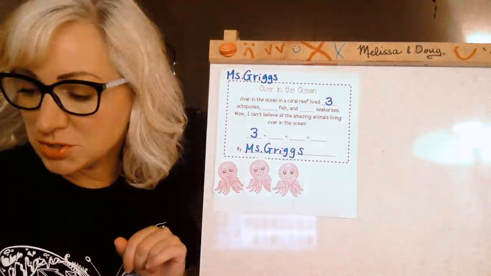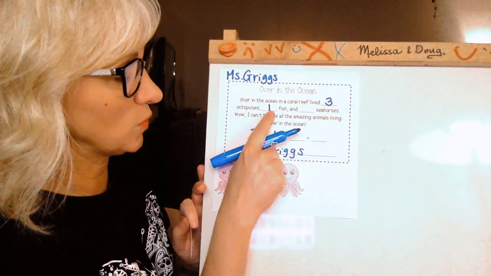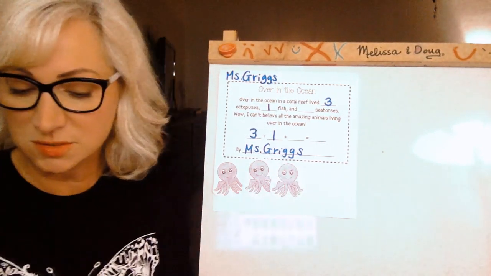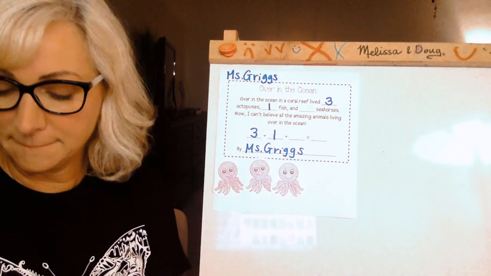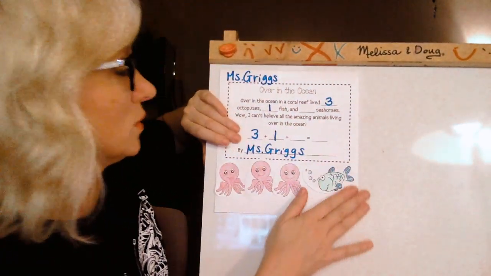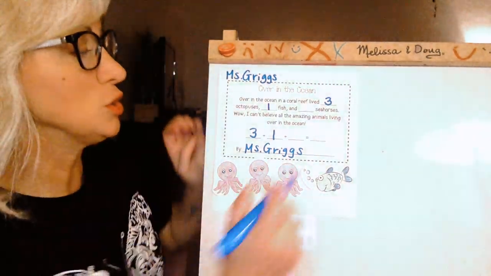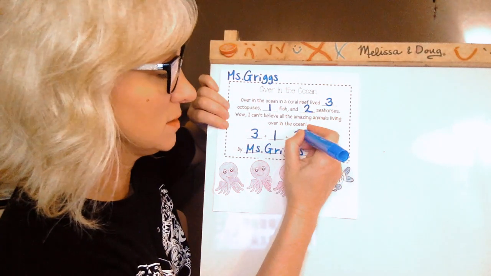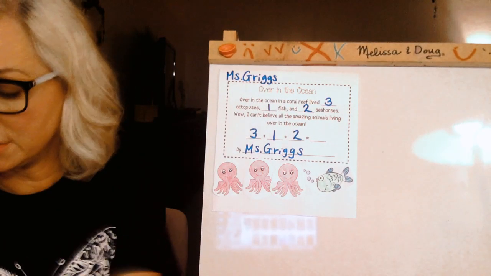My next one is fish. I'm just going to do 1 little fish. So I put a 1 there. And then I have my cute little fish here that I'm going to add to my ocean animal area. Alrighty. 3 octopuses, 1 fish, and I think I'm going to do 2 seahorses. So I put the 2 there, and then I'm going to have to add 2 cute little seahorses down here.